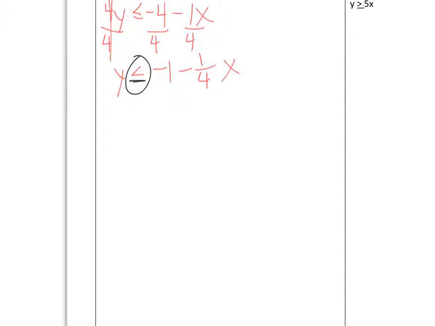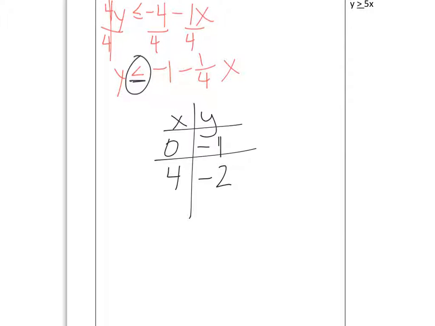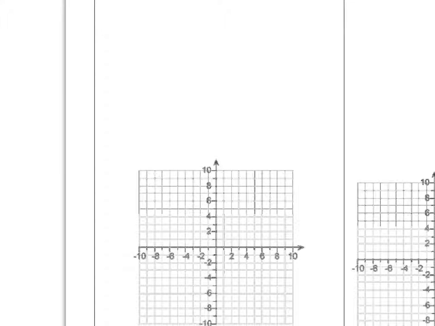So if you were to look at your table, you want to find some points, and one of the points would be 0, negative 1, and another point would be 4, negative 2. So we'll go ahead and graph those points, and the line's going to be solid. So 0, negative 1, and 4, negative 2. And then we would draw a solid line between those. See if I can get it fairly straight.